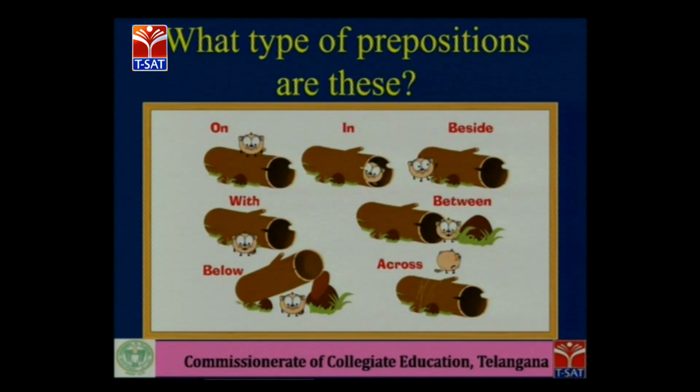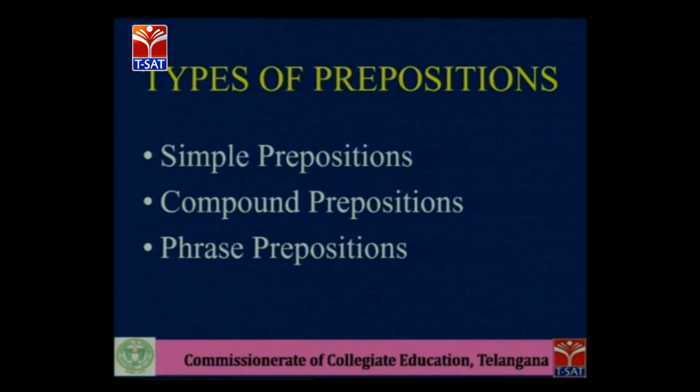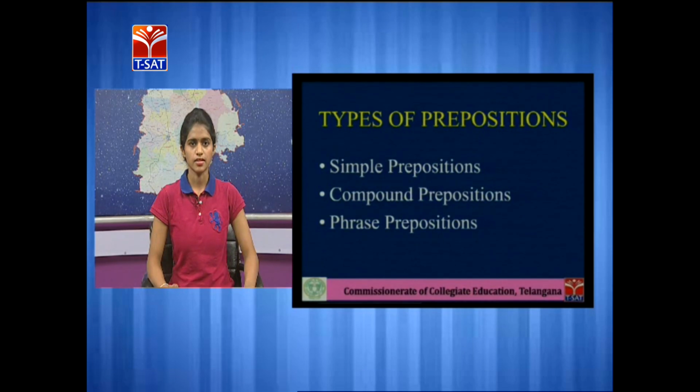So could you identify what type of prepositions these are? In this picture we have on, in, beside, with, between, below and across. Can you classify them? Yeah, let's do that now. So there are three types of prepositions now. The first type is simple prepositions, the second is compound prepositions, and the third is phrase prepositions. So now let's discuss them in detail.